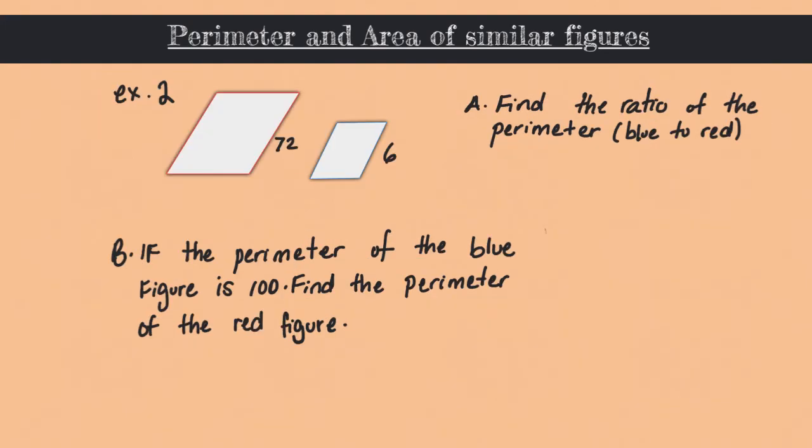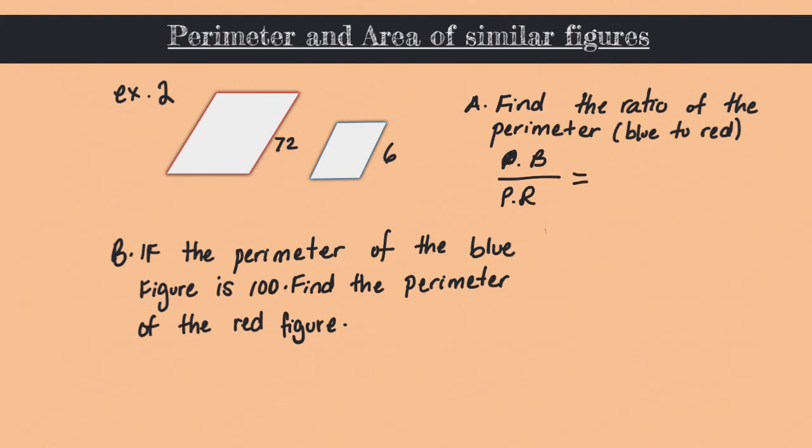In our second and final example, we have here two parallelograms, and we are told to find the ratio of the perimeter. Now, I will encourage you, go ahead and try this one yourself. Pause the video and press play when you're ready. Now, let's solve. The ratio of the perimeter of the blue to the perimeter of the red is equal to the ratio of our corresponding sides.